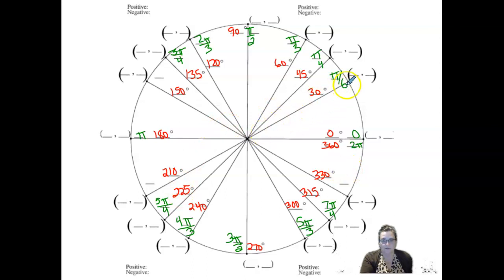So at 30 degrees, we have 1 pi over 6, 2 pi over 6, 3 pi over 6, 4 pi over 6. This is 5 pi over 6. Remember, half the circle is 6 pi over 6, so 1 before would be 5. 1 after would be 7. So this is 7 pi over 6. Then 8 pi over 6, 9 pi over 6, 10 pi over 6, 11 pi over 6. And that's all of our radian measures going around the circle.